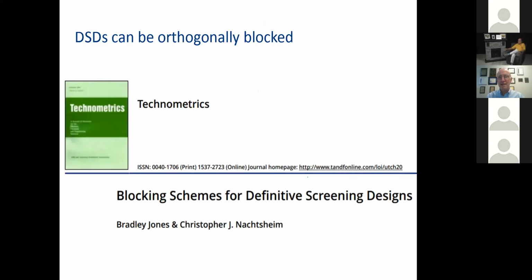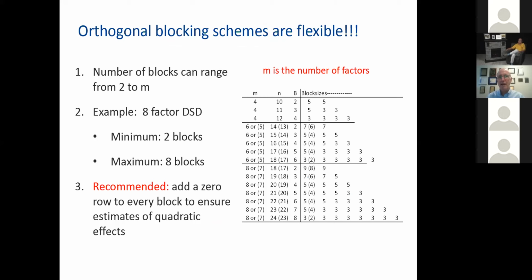And then the next thing that people asked for after we did support for categorical factors at 2 levels is, well, can we block these designs? And so Chris and I wrote a paper in Technometrics on how to do orthogonal blocking for these designs. And it turns out that you can do orthogonal blocking much more flexibly than you can for standard 2-level designs. In fact, if you have m factors, maybe in this case 8 factors, I can either have a design with 2 blocks, or I can have a design with 8 blocks, or any number of blocks in between 2 and 8. So that gives me a lot of flexibility in my choice of how many runs in a block and how many blocks to do.